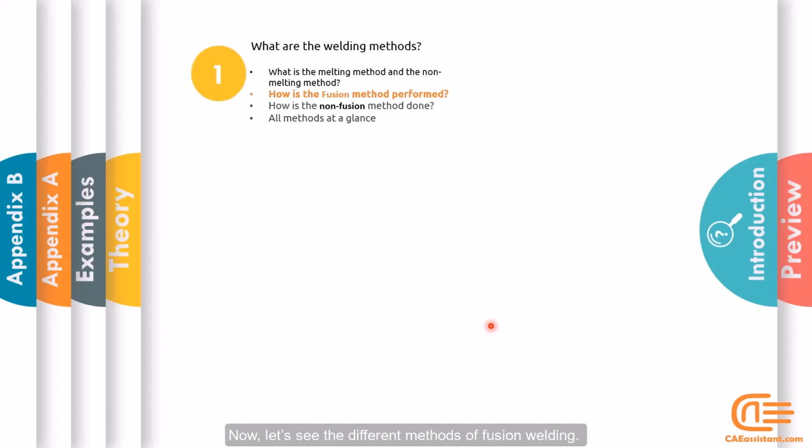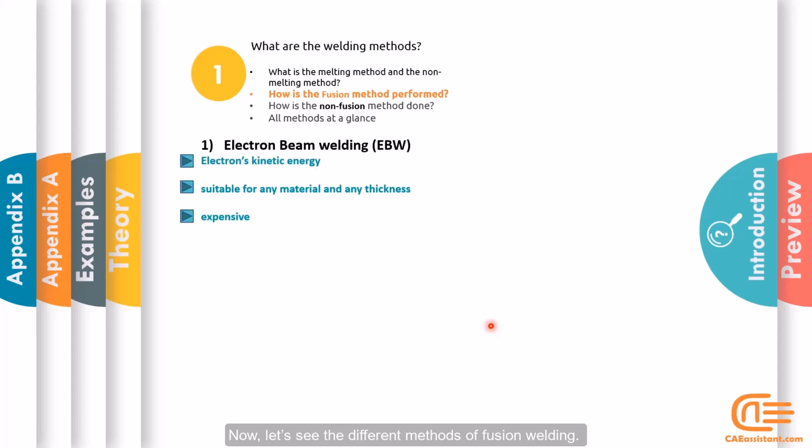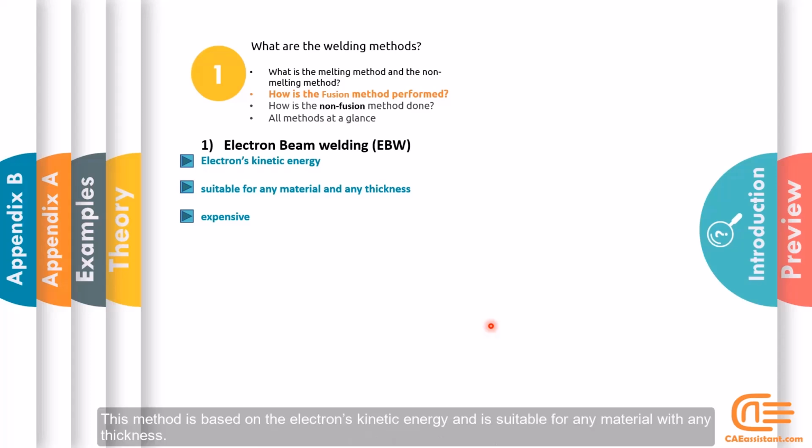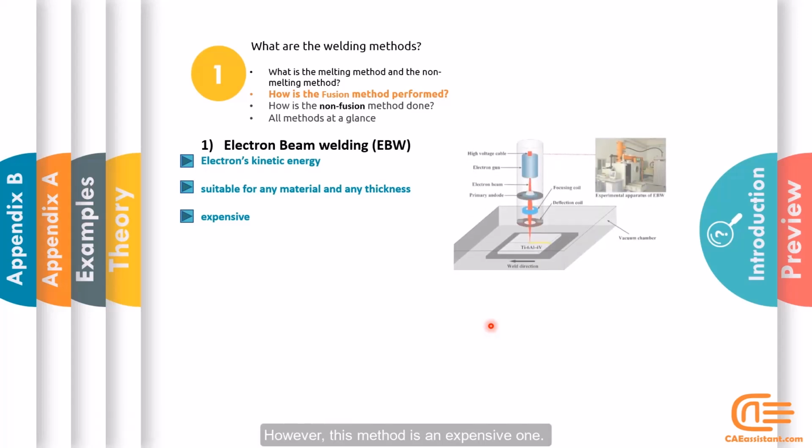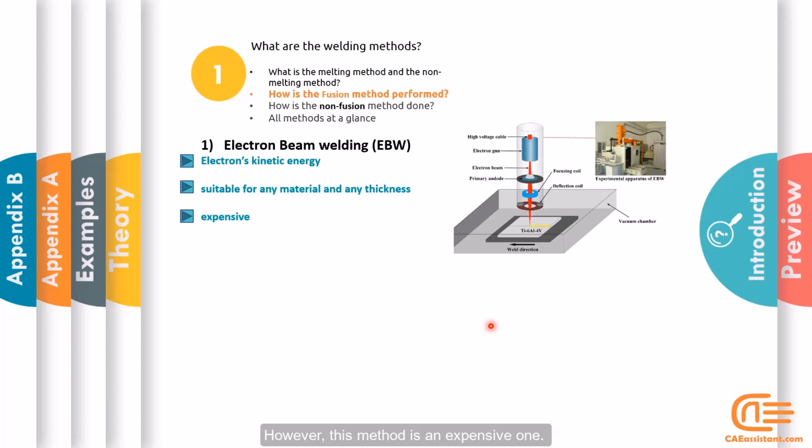Now let's see the different methods of fusion welding. First, we have electron beam welding, or EBW. This method is based on the electron's kinetic energy that is suitable for any material with any thickness. However, this method is an expensive one.